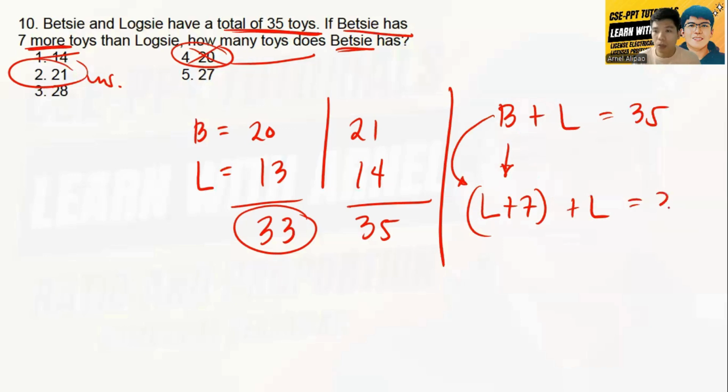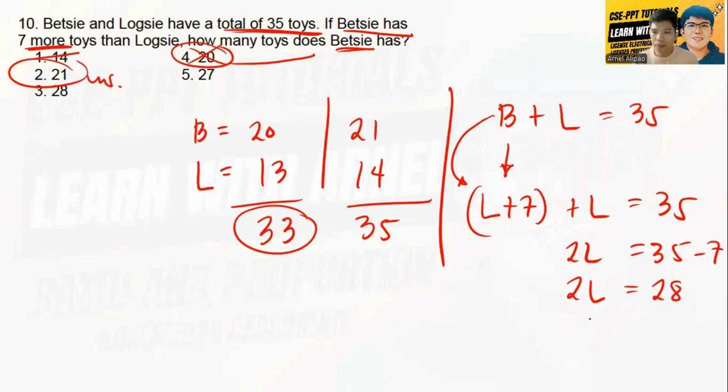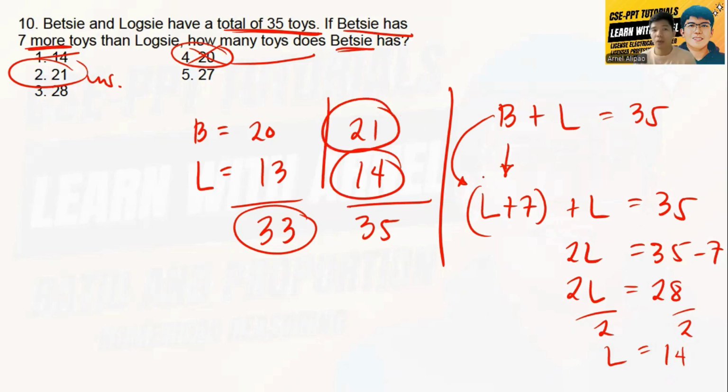Plus L is equal to 35. Now we have to combine like terms. L and L, we have 2L, then 35 minus 7. 2L is equal to 28, divide by 2, divide by 2. So Logsy has 14. So it's correct. Now if Logsy has 14, plus 7, Betsy has 21. It's the same answer.